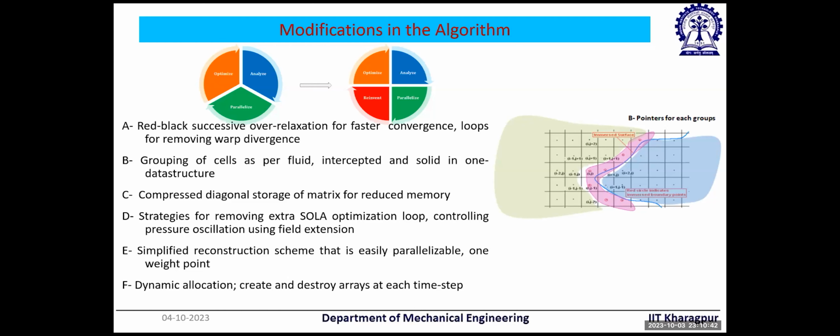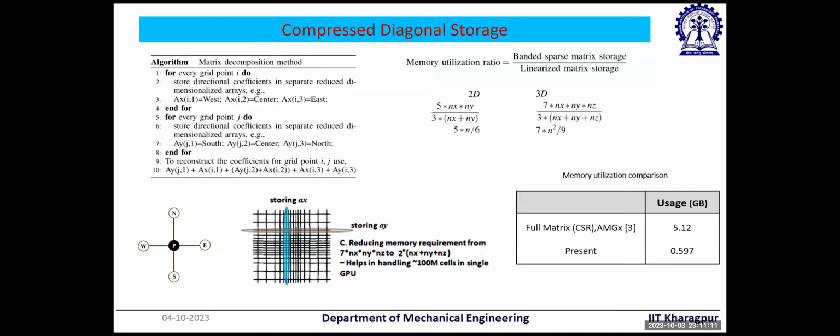Instead of finding more than one interpolation point in the fluid domain, we used one interpolation point and used the derivatives of the velocity along with the primary variable. And avoiding dynamic allocation and creating and destroying arrays also helped us. So this is one idea: we identified the solid points, intercepted points, and fluid points separately, grouped them, and used pointers for each group, which removes the warp divergence.